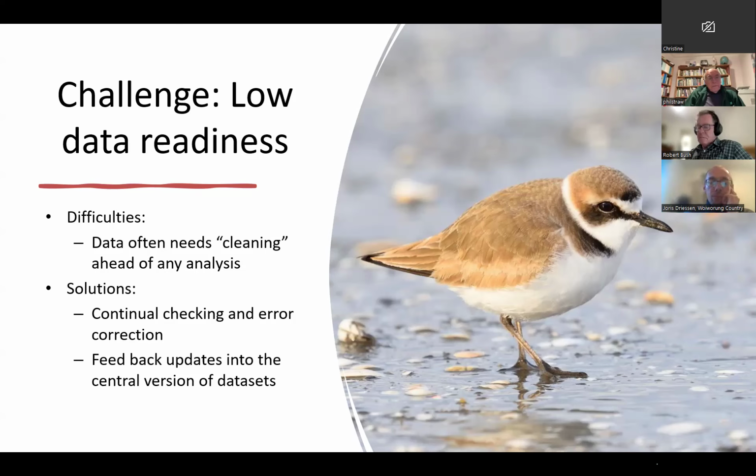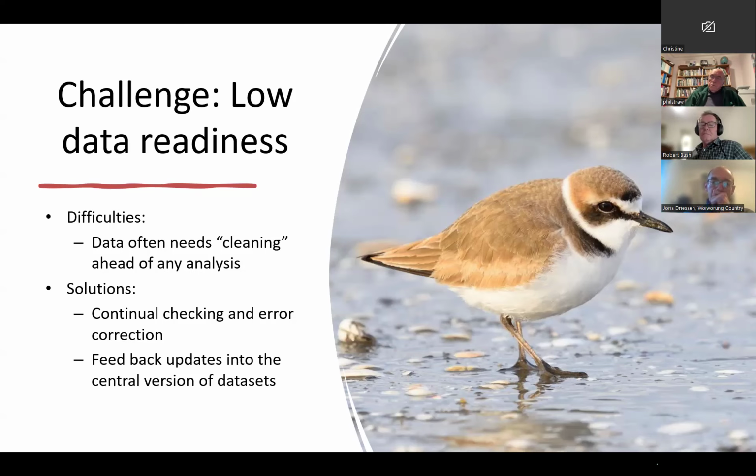So this means it can take many months, sometimes even over a year in some of the projects I've been involved with, of sorting out data sets and trying to clean them up and get them all lined up with each other. And that kind of low data readiness can create delays in producing analyses of the data that we've spent so much time collecting.